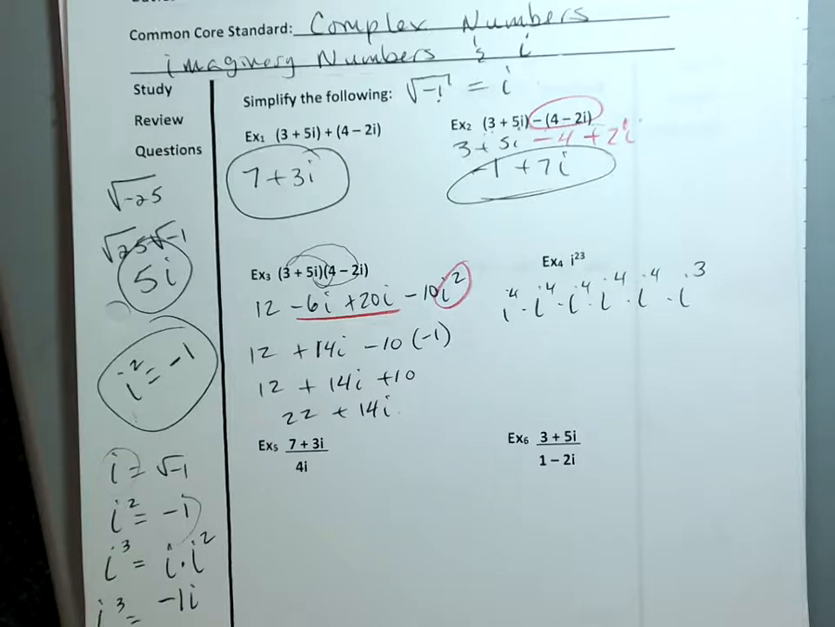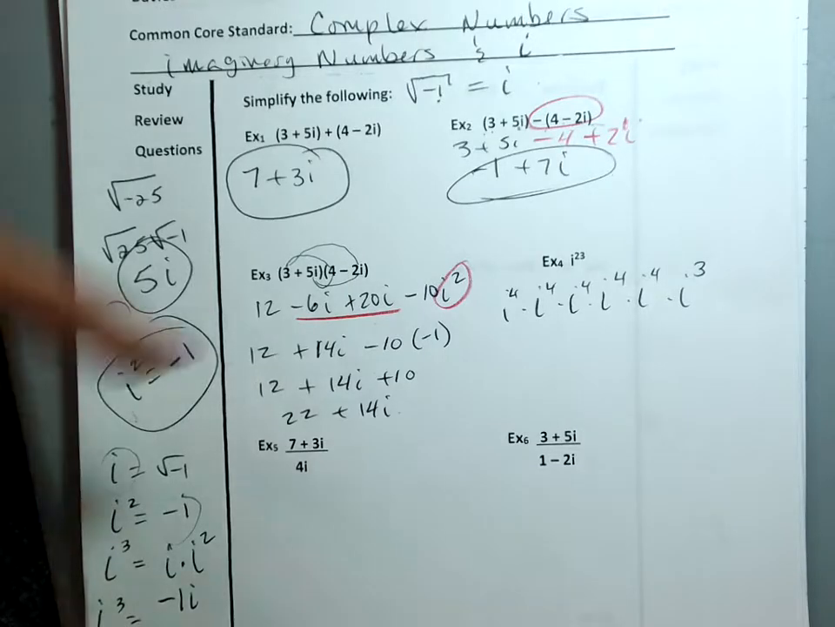I only have 5 of them: 1, 2, 3, 4, 5. That's 20. 4 times 5 is 20. Okay, now let's go back to this. i to the 4th is what? 1 times 1 times 1 times 1 times 1 is just 1, right? And i to the 3rd we know is negative i, okay?